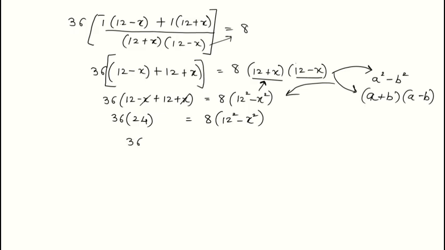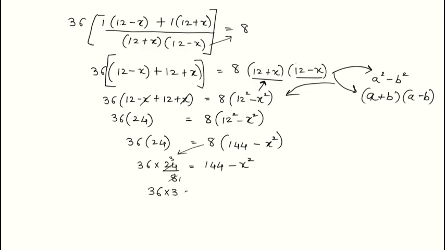Let's solve this further first. 36 into 24 is equal to 8 into, what is 12 square, 144 minus x squared. And if we bring this 8 down, 24 comes in the table of 8, so 24 upon 8 is equal to 144 minus x squared. So 8 ones are 8 and 8 threes are 24. This makes our calculation easier. 36 into 3 is equal to 144 minus x squared. 36 into 3 is 108, equal to 144 minus x squared.